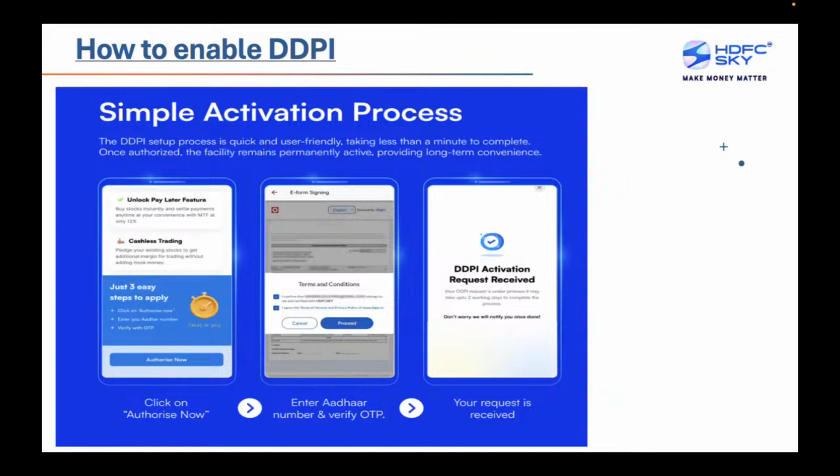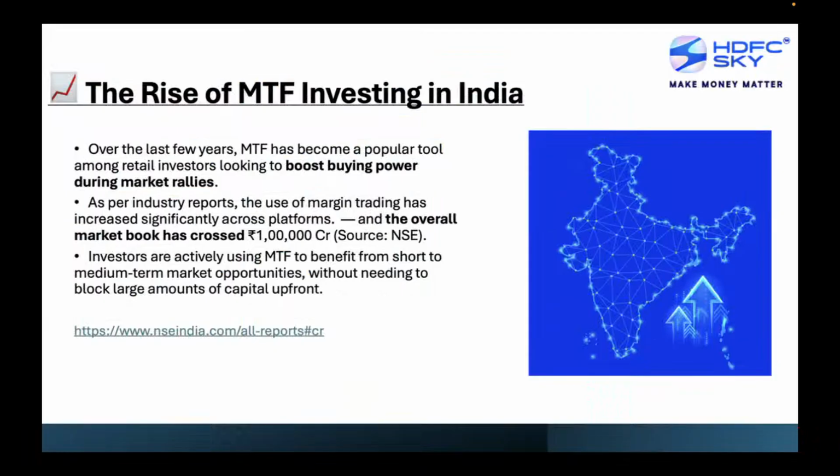You must have seen a toggle, a bar for the activation process. What you need to do is click on authorize now. Next, you will get an e-form signing wherein you need to fill in a few details. Click on proceed and the DDPI activation request will be taken. Within a day or two, your DDPI will be active and you will get a notification once it's done. So it's a very simple process to activate DDPI. Without DDPI, you won't be able to unlock your MTF or margin pledge. So if you have already started trading, kindly go through that.